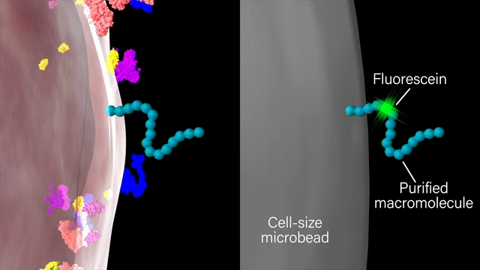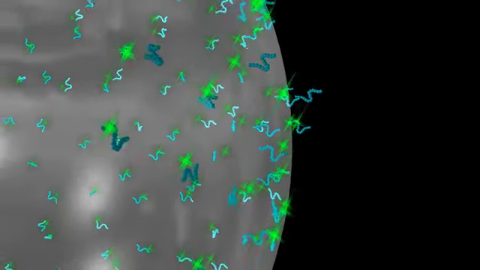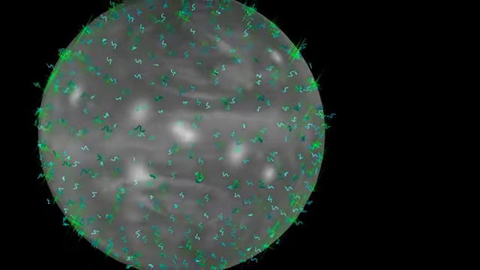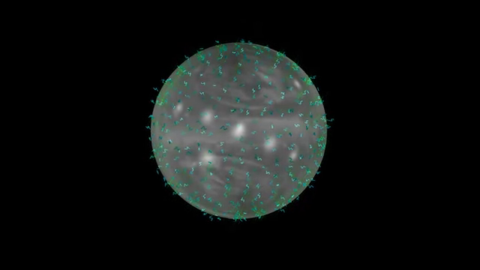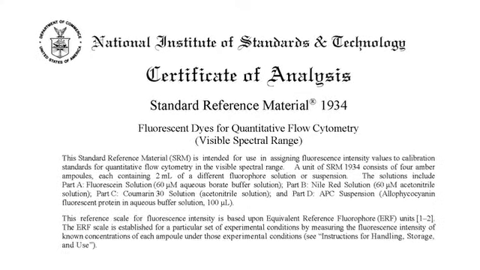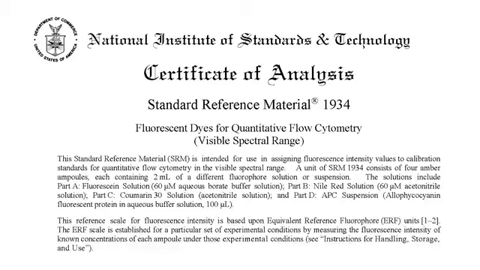We first attach a fluorochrome to the purified macromolecule. There's no measurement standard for the many different cellular proteins, but there is one for fluorochromes. We then attach the purified molecules to cell-sized microbeads, such as are used to standardize flow cytometry measurements. For every calibrator, we calculate molecular concentrations on the microbead against a fluorescence standard at the National Institute of Standards and Technology. One NIST standard serves for all immunohistochemical assays.